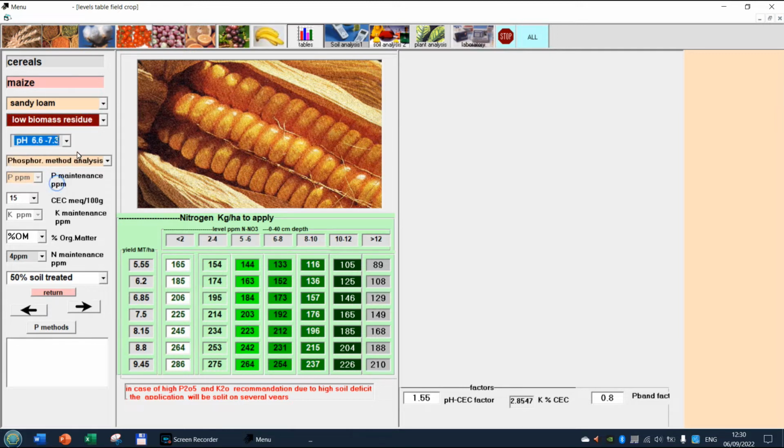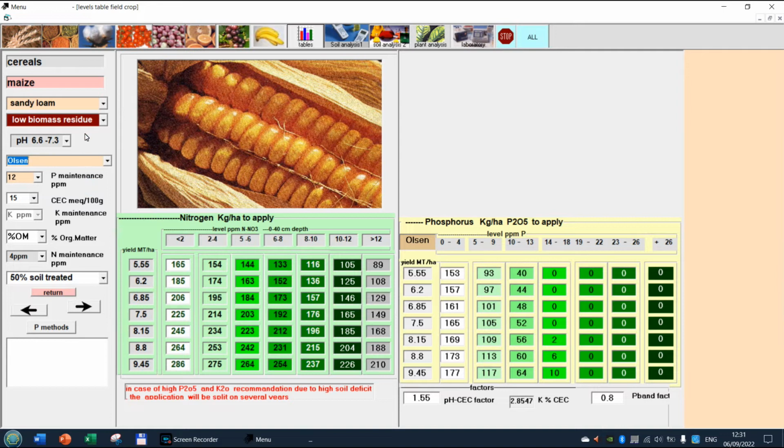What will be the method of analysis for the phosphorus? Let us use, for instance, the Olsen method here. And we have here, for instance, the level of maintenance that we can change.